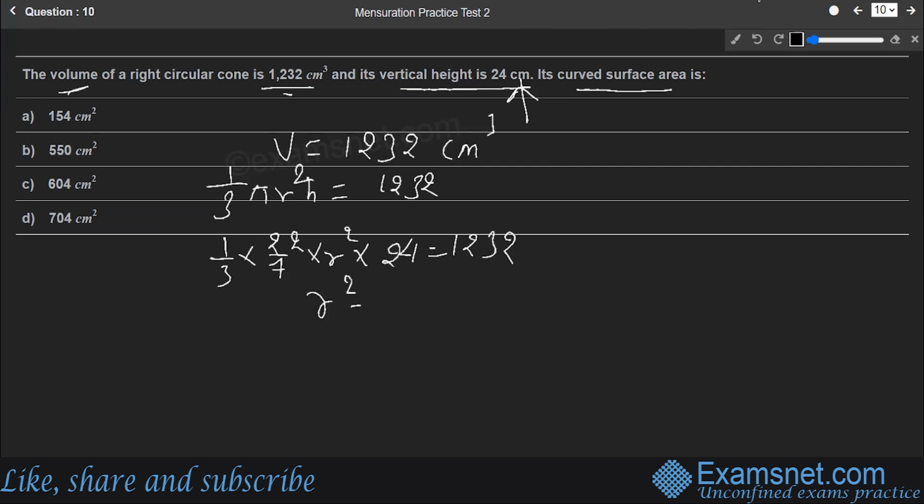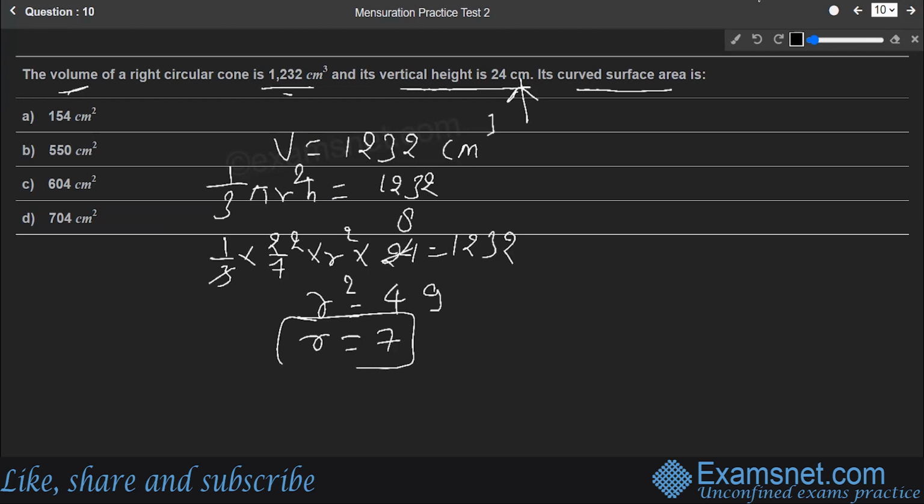So r square is coming as, if we take everything on the other side, then obviously this 3 cuts, this 8 also cuts, this 1232. So r square is ultimately coming out to be 49, which gives us r value as 7. So the radius of 7 has come now, and he wants us to calculate the curved surface area.